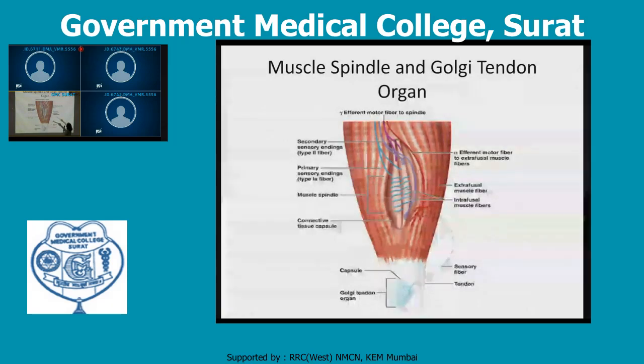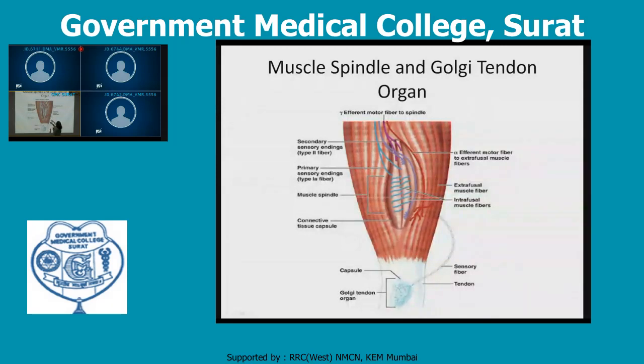The muscle spindle is also known as the intrafusal fibers. The outside is the extrafusal fiber, which is the muscle fiber, and this area is the intrafusal fiber or the muscle spindle. Each muscle spindle consists of 2 nuclear bag fibers and around 8 to 9 nuclear chain fibers. Altogether, they are known as intrafusal fibers. They constitute the muscle spindle.